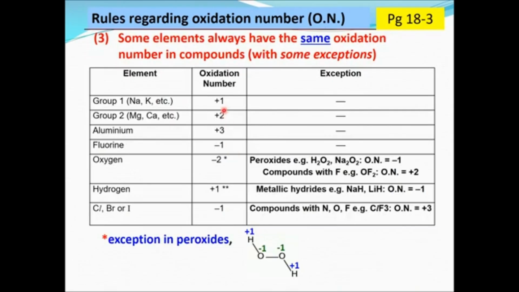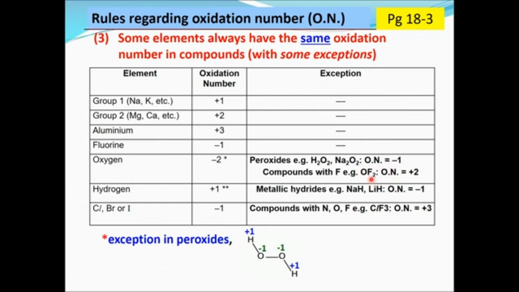Thirdly, there are elements that have the same oxidation number in their compounds. So these are quite clear-cut cases. Group 1 metal, group 2 metal, aluminium, they would have +1, +2, +3 respectively. Fluorine, the most electronegative element in the periodic table, will have a -1. Whereas for oxygen, it is usually -2 with some exceptions, such as in peroxides, H2O2. Na2O2 is also a sodium peroxide, so those will be -1.